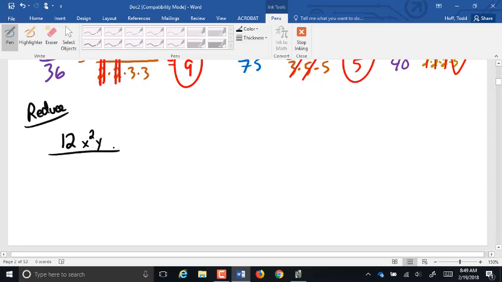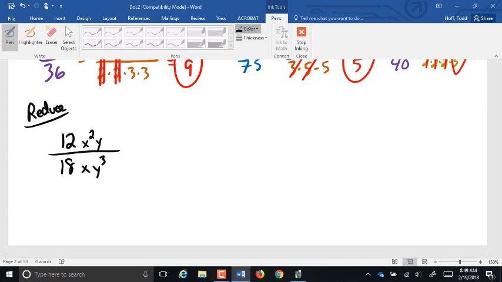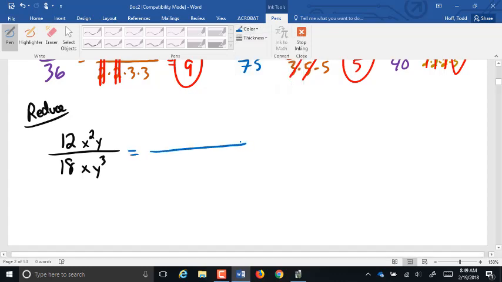12x squared y over 18xy to the third. Well, if I go to factor something like that, 12 factors into 2 times 2 times 3. X squared is just x times x. And then we have the y. 18, if I did the factors of 3, is 2 times 3 times 3. Then we have the x. Then y to the third is 3 y's multiplied together.